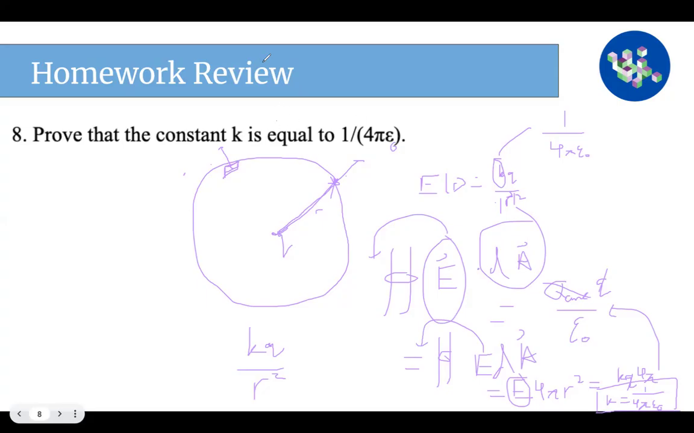So right now we're just going over the proof that the constant k in Coulomb's law, or also in the formula for electric field at a distance from a point charge, is equal to 1 over 4 pi epsilon 0. Basically what we did is we made a Gaussian enclosure that's a sphere, with the charge at the sphere center.